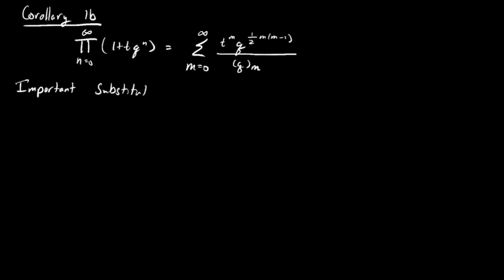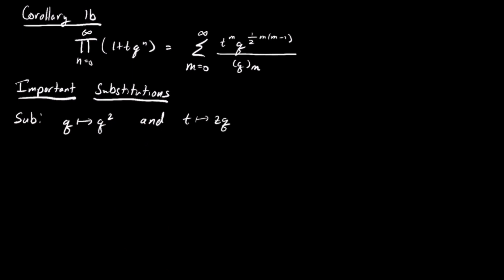The very first one I'm going to do a little bit carefully. So the first thing I'm going to do is replace every instance of q with q squared. And after that, I'm going to replace every instance of t with z times q. Right? So these are the substitutions that I'm going to make inside of corollary 1b. And what does our expression become? Let's be a little bit careful about this. So this becomes the product of 1 plus zq times q to the 2n.